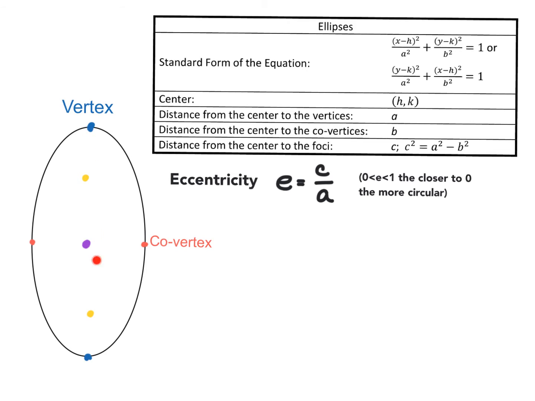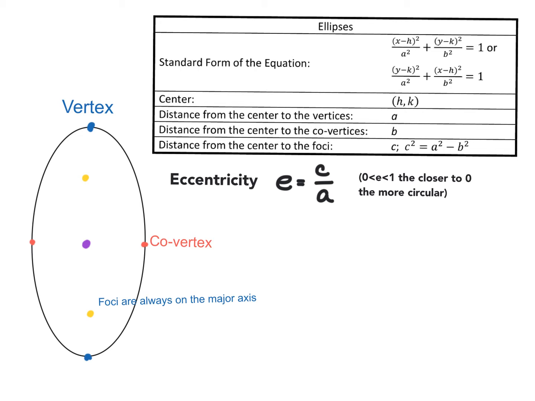The endpoints of the major axis are called vertices. So here's a vertex and here's a vertex. And the endpoints of the minor axis are called covertices. So this is a covertex and a covertex. These two little yellow points are the foci, or individually each of them is a focus. And these are always on the major axis.